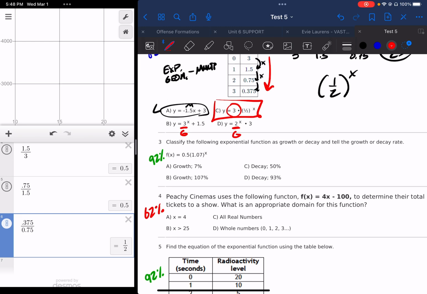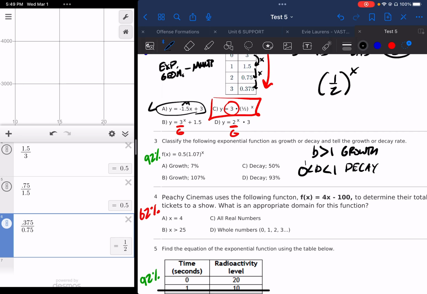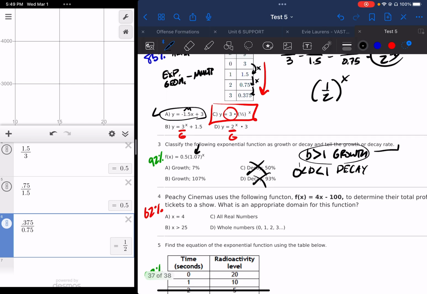Classify the following exponential function as growth or decay, and tell the growth or decay rate. Remember, if the b value is greater than 1, then that has to be growth. If the b value is in between 0 and 1, that has to be decay. Growth meaning it is going up, decay meaning it is going down. So all I have to do is look at the b value. That number right there is greater than 1, so this has to be growth, which means it cannot be decay. Then it says, what is the decay rate?